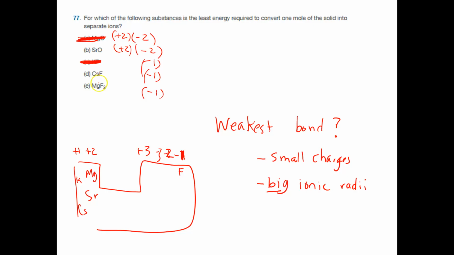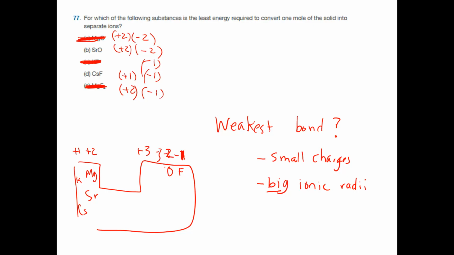And then now when it comes time to thinking about magnesium and cesium, you can see that magnesium is a 2+, and cesium is a 1+, so that means that the 2+ will form the stronger bond, so that guy's out. And then now we're really considering between cesium fluoride and strontium oxide.